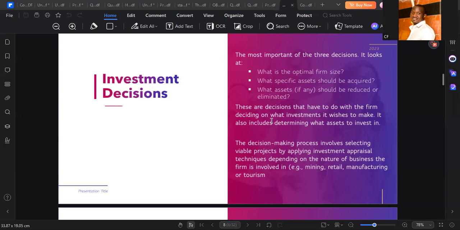So depending on the nature of business, be it mining, retail, the decisions that a firm will make will be dependent on the size of the firm, the assets that are required, and also assets, if any, that need to be reduced or eliminated.